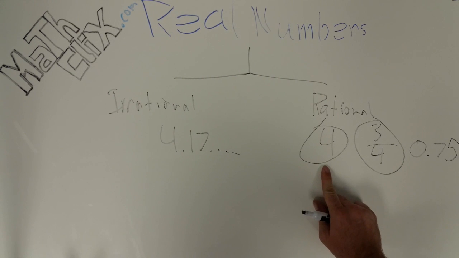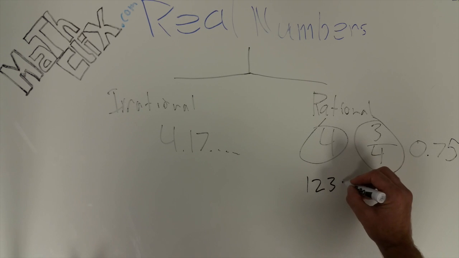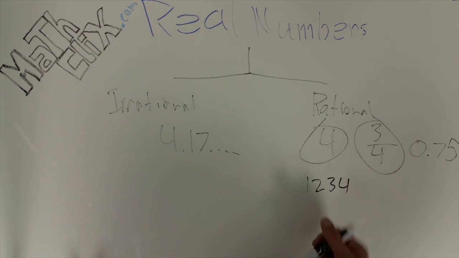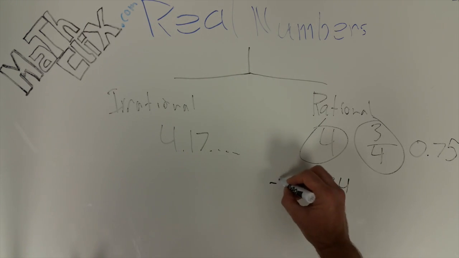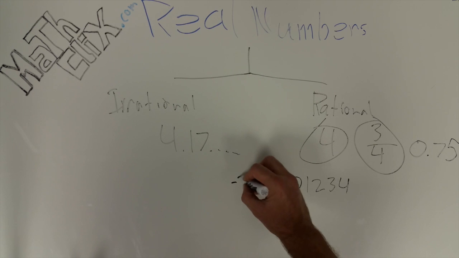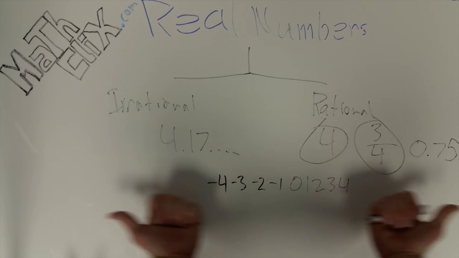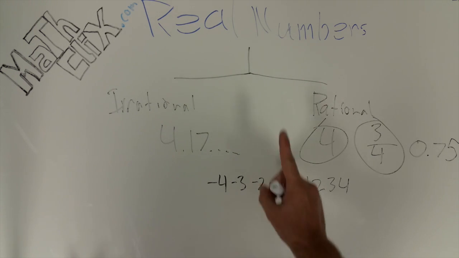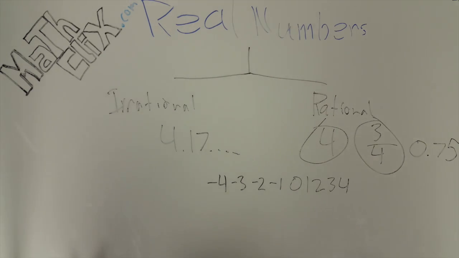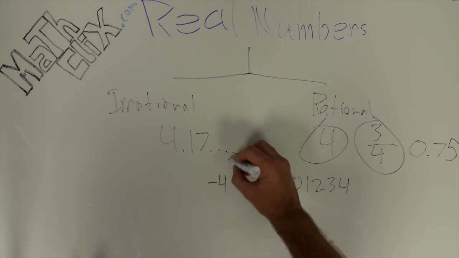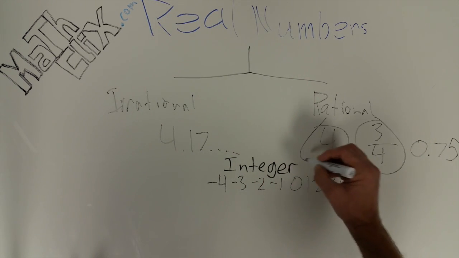Well, integers themselves aren't just 1, 2, 3, 4, but yes, the negative numbers and 0. And these go on forever in both directions, but all equally split apart by one whole number at a time. So these are the integers.